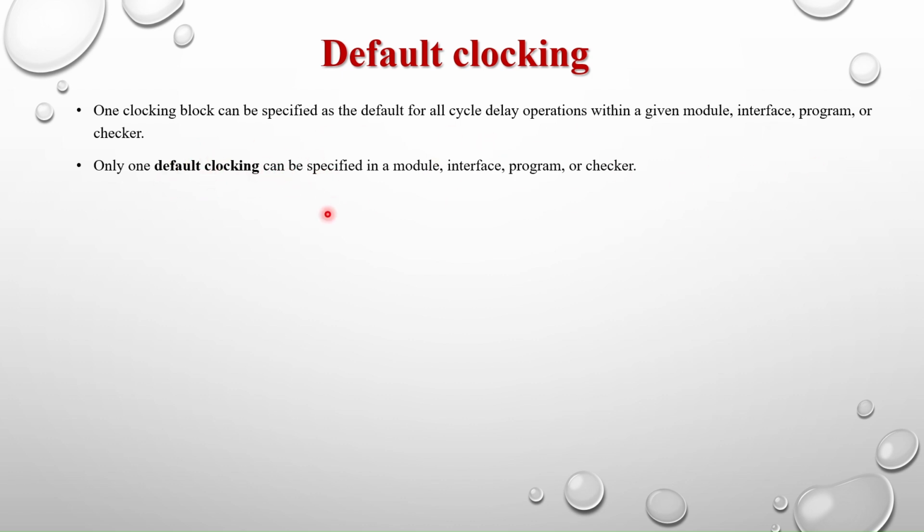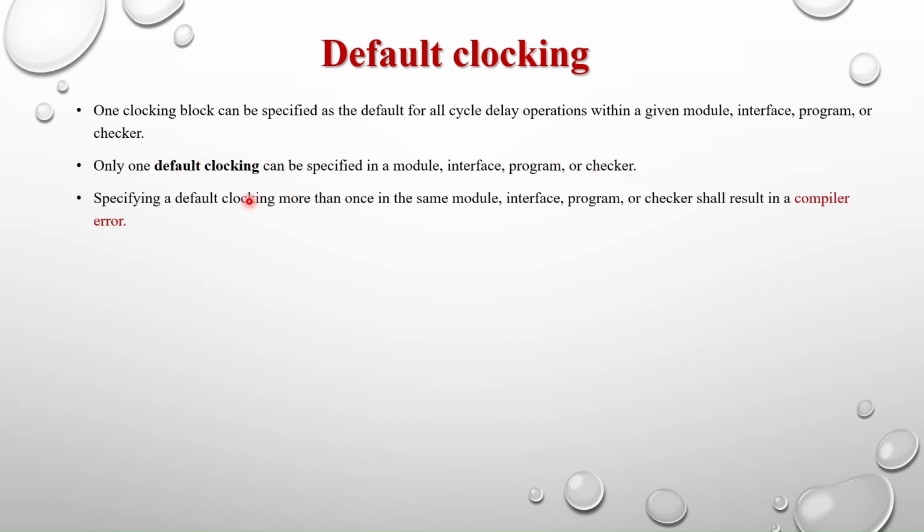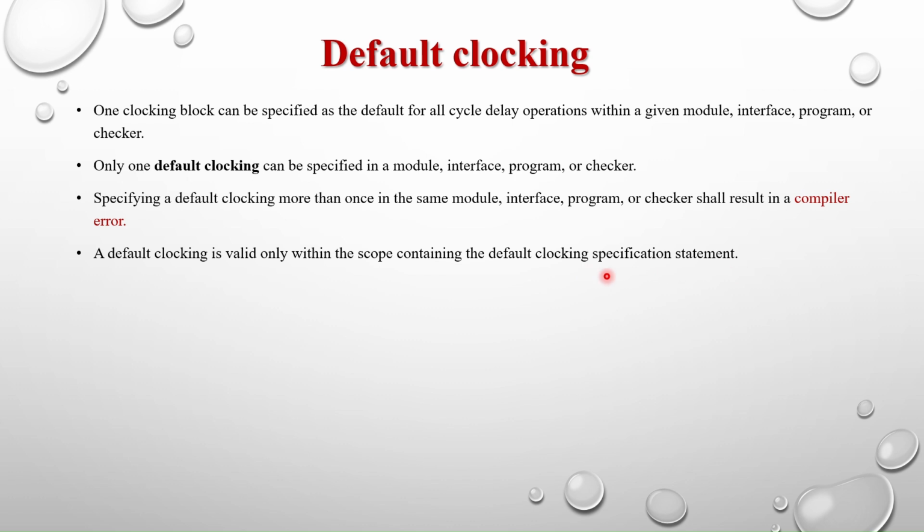Default clocking is the keyword used to make the clocking block the default clocking. Only one default clocking can be specified in a module, interface, program or checker. Only one clocking block can be made the default, and a default clocking is valid only within the scope containing the default clocking specification statement. That means where you write the default clocking statement, in that scope only the default clocking will be valid.